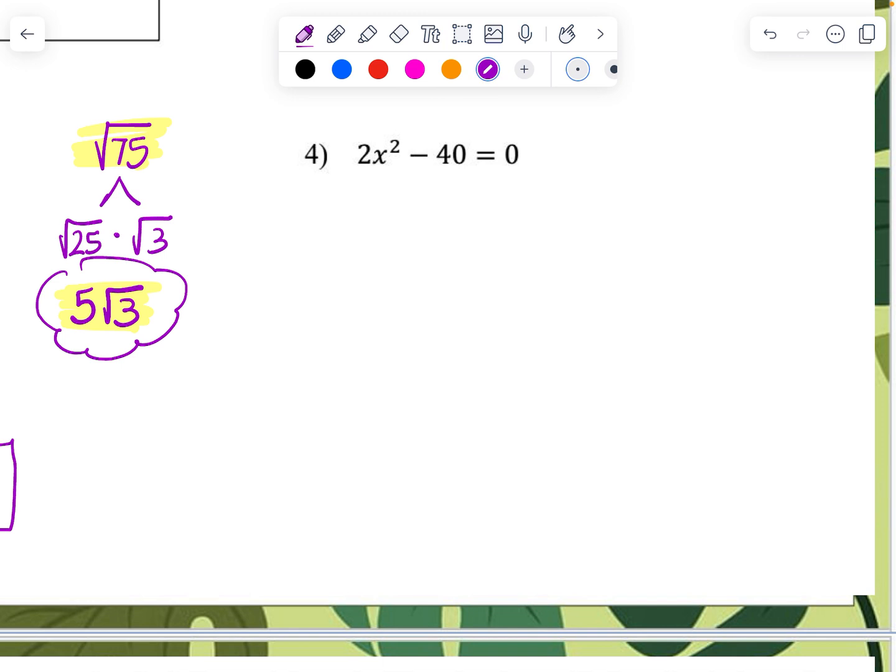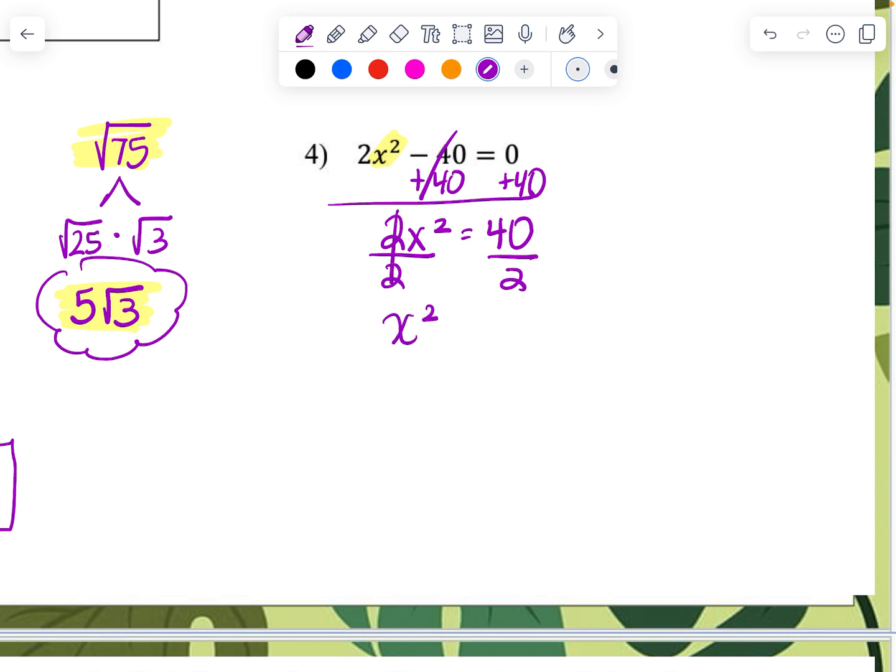Number 4, 2x squared minus 40 equals 0. Because I'm solving using square roots, I want to get the x squared isolated first. So I'm going to go ahead and add 40 to both sides. There are other ways to solve this equation. I'm just using square roots right now because that's the method we're looking at. I'm going to divide both sides by 2. And I get x squared equals 20. So you might have said, well, why didn't she factor out a GCF? I could have done that, but with the square root method, we don't need to. So x squared equals positive 20.